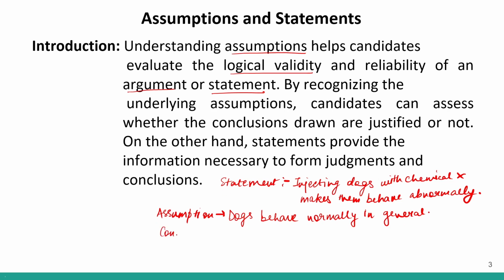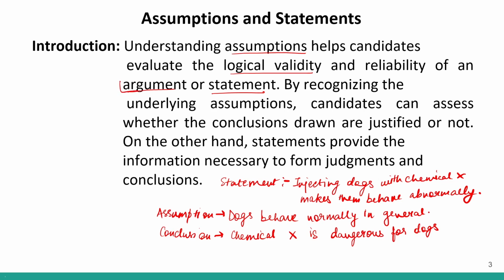Now there can also be a conclusion. Conclusion means something that we can derive from the statement. So from this statement, I can derive that chemical X is dangerous for dogs. Correct? Chemical X is dangerous for dogs. This can be my conclusion.